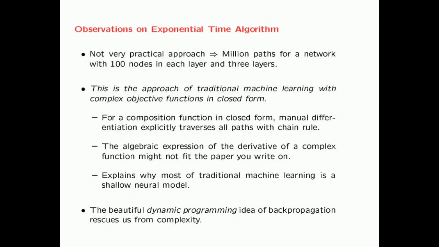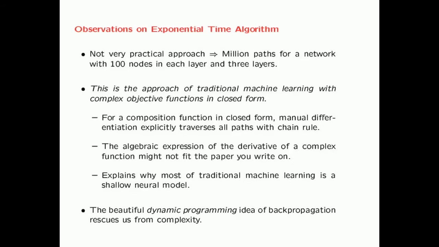But that being said, you might not be aware that this exponential time algorithm is something that you actually unconsciously use when you do traditional machine learning. Anytime in traditional machine learning you have some complex composition function, you actually use the chain rule of differential calculus. You use the univariate and the multivariate chain rule, and you explicitly materialize all these derivatives as separate terms. Sometimes you may use a few heuristic tricks to make it a bit shorter, but by and large, you do the full manual differentiation.